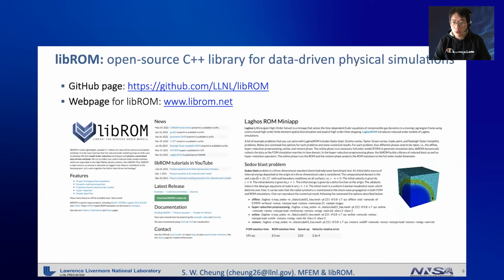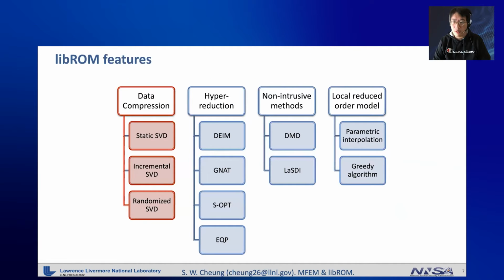The reduced order models are implemented in our open source C++ library called libROM, which is contained in this GitHub repo. We also set up a web page which includes useful documents, examples, and tutorials about reduced order models. As we just mentioned, the first step in reduced order modeling is to compress the collected data.